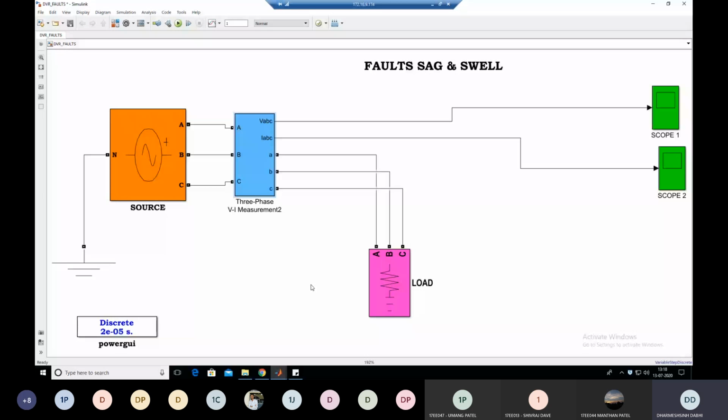Please all of you mute your mic, please. Everyone please mute your mic. It creates a noise here.